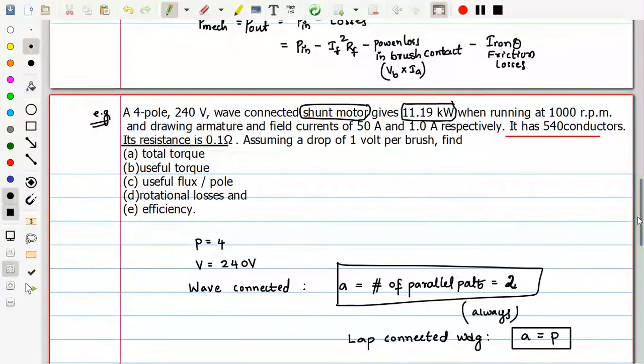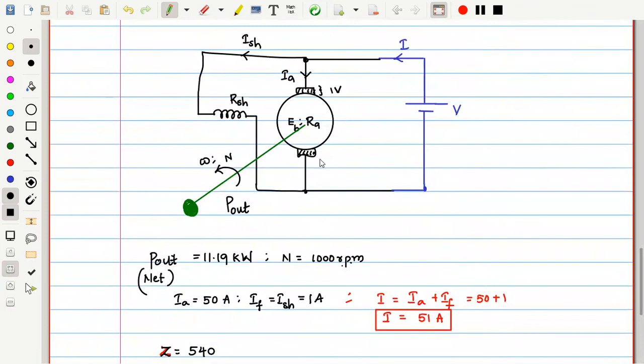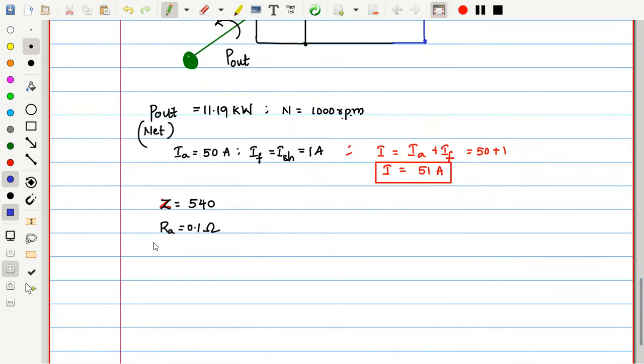Next, what else is given? Assuming a drop of 1 volt per brush. That means per brush voltage drop is 1 volt. Here 1 volt, here another 1 volt. These are voltage drops across the brush, brush drop. Now let me consider the total voltage drop across two brushes. In a DC machine usually we have two brushes. So let me call VB is equal to 2 into 1 volt per brush, which is equal to 2 volts.